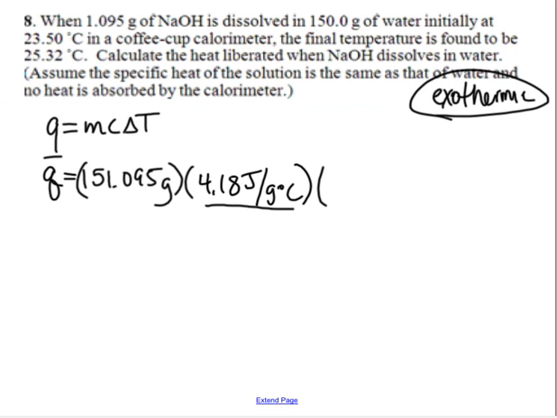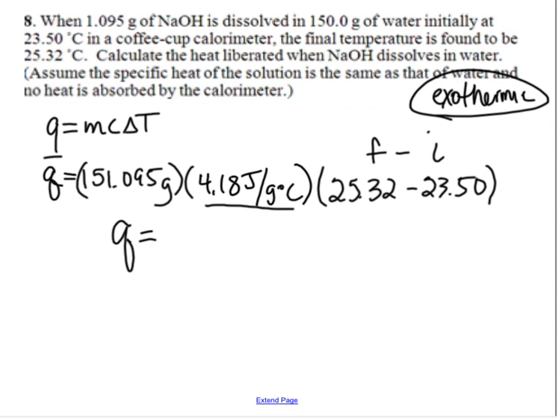All right. So now you've got to do final minus initial. What's the final temperature? And the initial temperature? All right, so final minus initial like always. So let's go ahead and solve for Q. Give me 4 sig figs. We're not going to use the specific heat to determine sig figs.